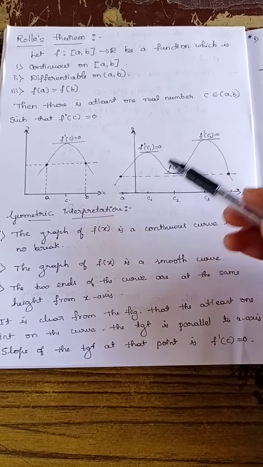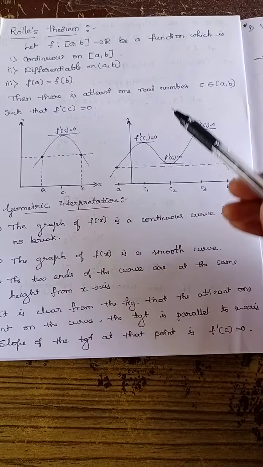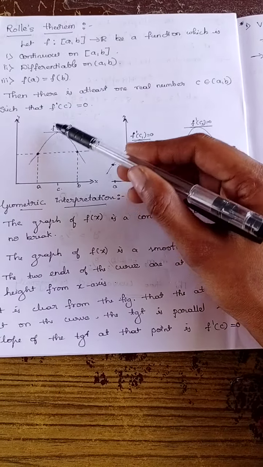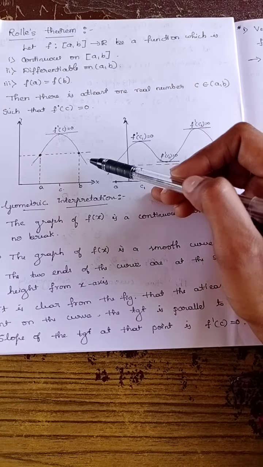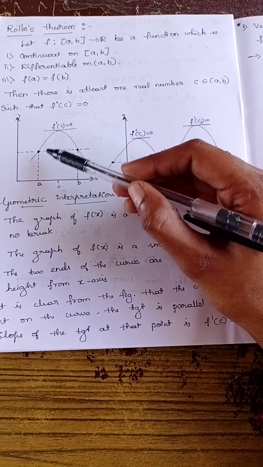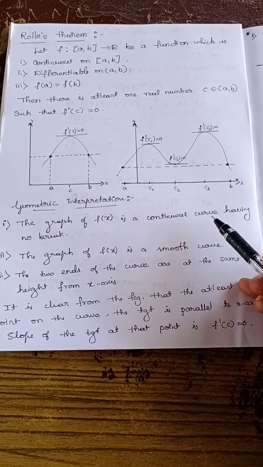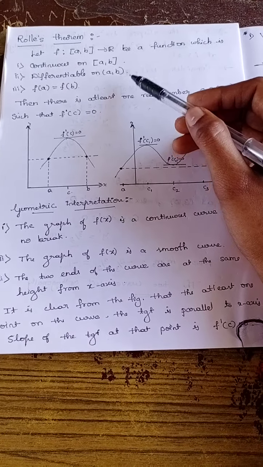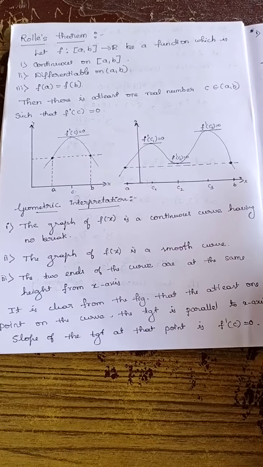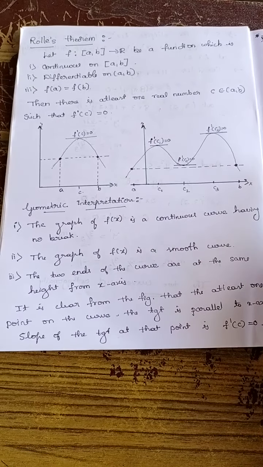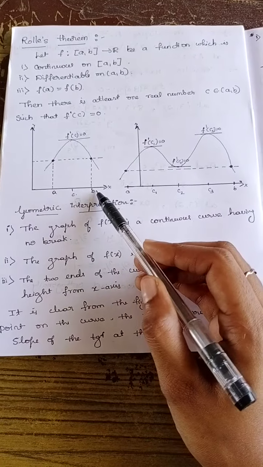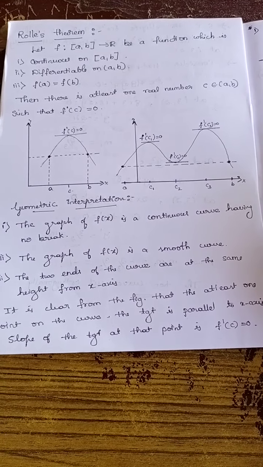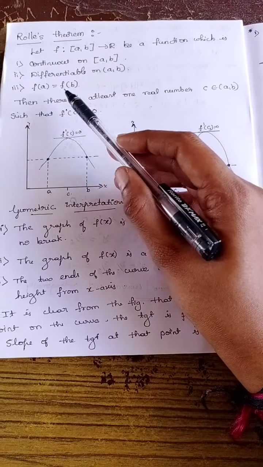Let's see the geometrical interpretation of Rolle's theorem. The first one is continuity on [a, b]. We can see in this picture the function is continuous on [a, b]. There is no break in this graph, therefore f of x is continuous on [a, b]. Second one is f is differentiable on (a, b). Differentiable means the left hand limit is equal to the right hand limit, both exist and they are equal at all the points in (a, b), therefore it is a smooth graph, therefore it is differentiable on (a, b). Next one is f of a is equal to f of b.